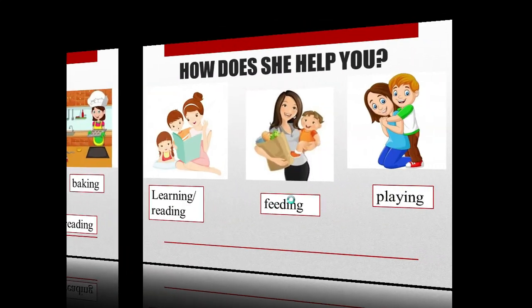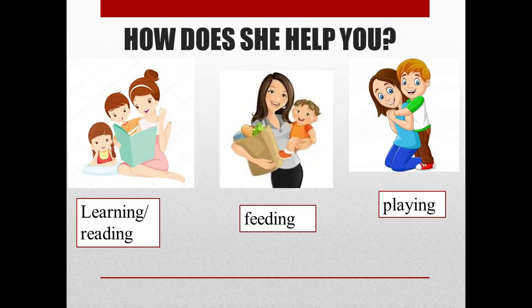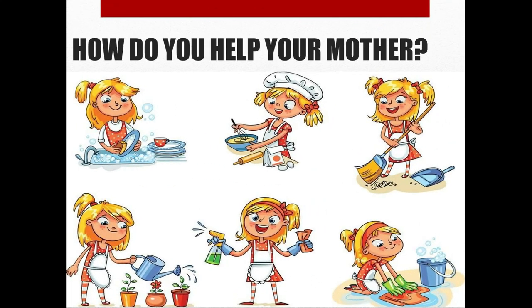Next is how she helps you. You can say that she helps me in learning, in doing my homework, in reading storybooks, she feeds me, she plays with me. Anything she does with you, you can write about that. And then the next part is how you help your mother. You help her in cooking, in doing the dishes, in sweeping the floor, cleaning the room, mopping the floor, dusting, or gardening. Anything that you do for your mother, you can write about that.